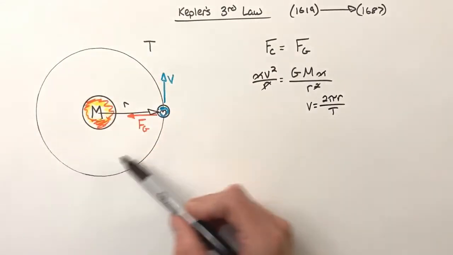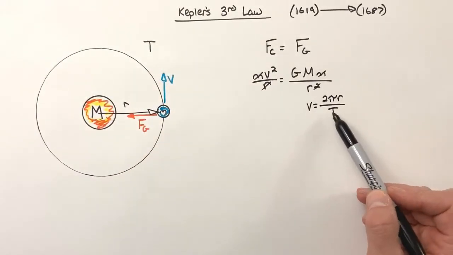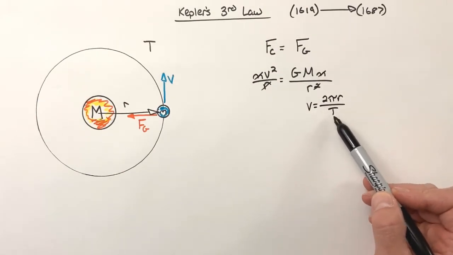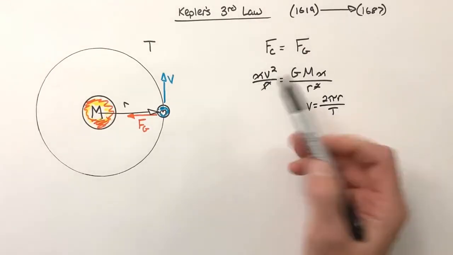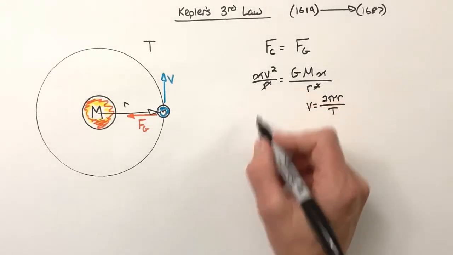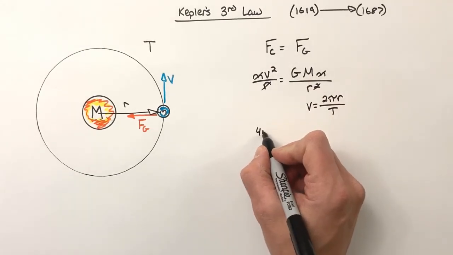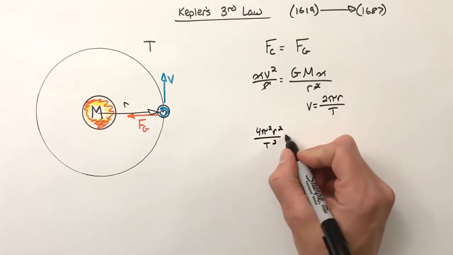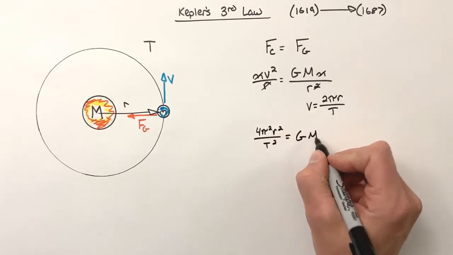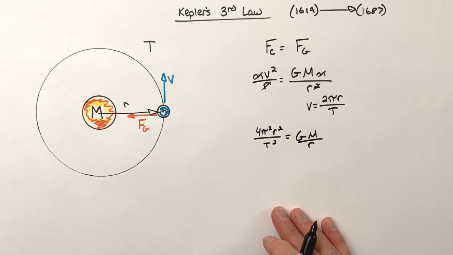And the period, being the time for one full revolution, goes right here. So we have tangential distance traveled over the time for a full revolution, gives us velocity. And so pretty quickly, we can sub this in here. Don't forget to square this as you go. 4 pi squared r squared over T squared is GM over r.